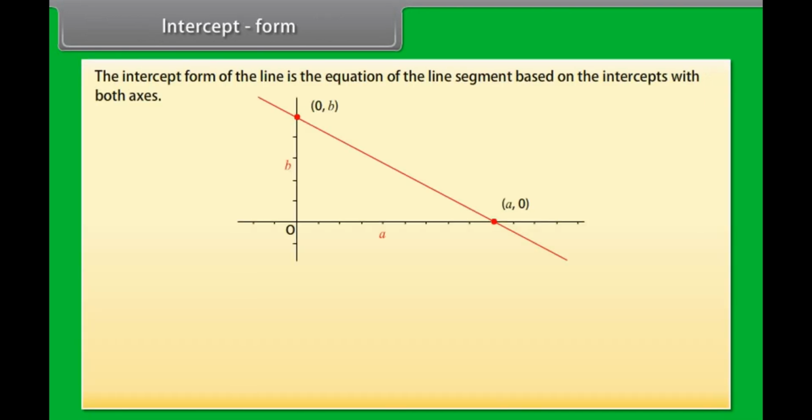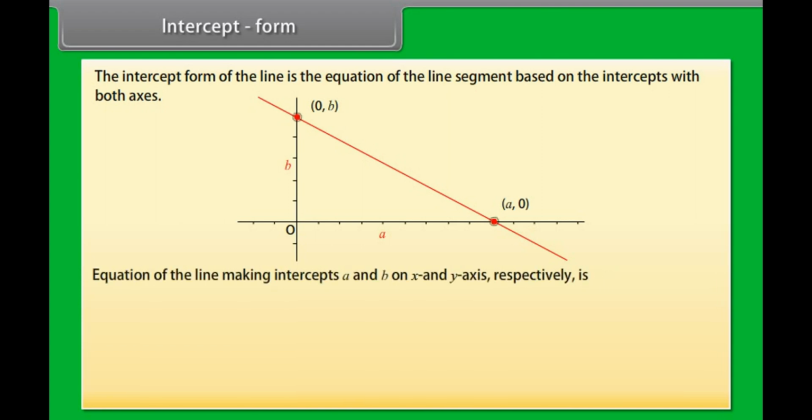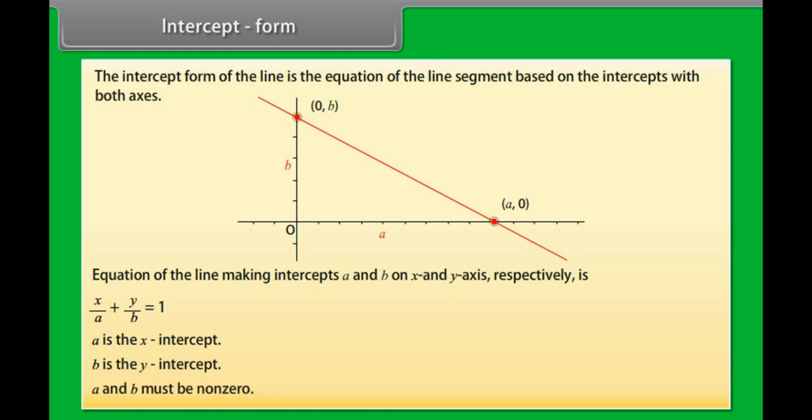Intercept form. The intercept form of the line is the equation of the line segment based on the intercepts with both axes. Equation of the line making intercepts a and b on x and y axis respectively is x/a + y/b = 1. a is the x-intercept, b is the y-intercept. a and b must be non-zero.